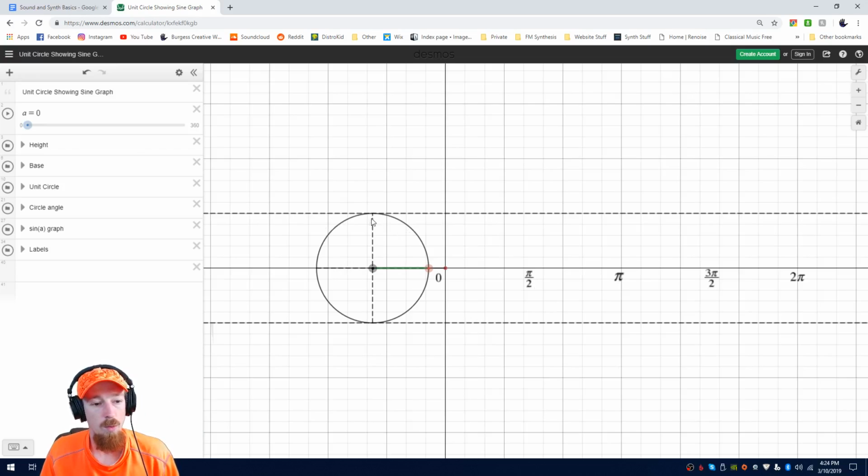So we talked a little bit how frequency can be described as a circle with a triangle spinning around in it. We looked at that a bit in the frequency video.